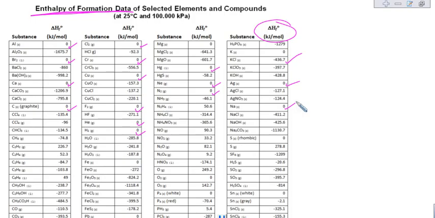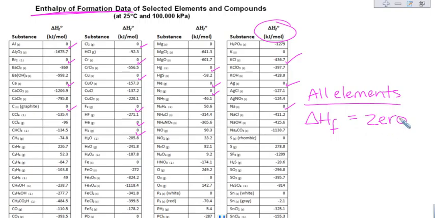Do you notice that all of the pure elements have an enthalpy of formation value of 0? We can make note of that. All elements: delta H F equals 0. Heat of formation is 0 because they occur in nature. If these elements are naturally occurring, it doesn't really take any energy to produce them. There is no energy change.